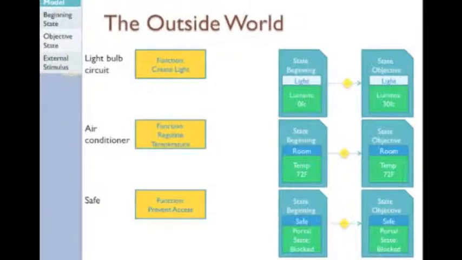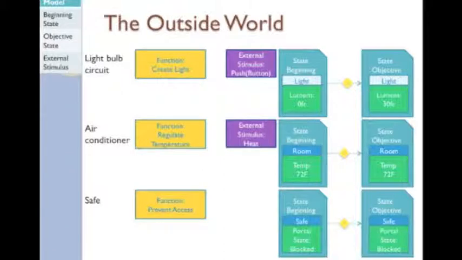Functions describe a change in the internal state of the system. However, functions also specify the way in which the system interacts with the external world. In particular, functions describe the external stimuli that act upon the system in some way that causes it to change state. In the three examples provided previously, we see that the function create light in this example requires an external force to activate the switch. In the case of regulating temperature in the room, some heat source external to the room may be heating it up. In the case of preventing access to the safe, some external force, a sledgehammer for instance, could be working to unblock the safe door by hitting it.